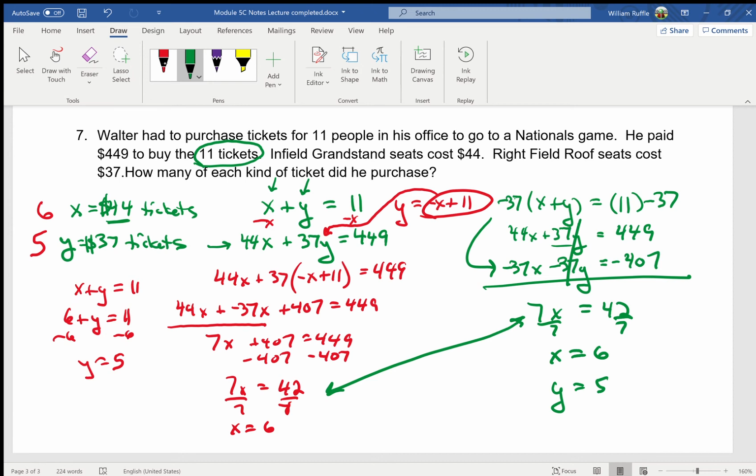I do think most people like substitution a little better, but there are people who like elimination a little better, but some people definitely like substitution. But if you are doing substitution and you come up with fractions, please stop.